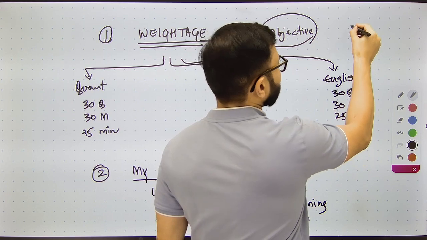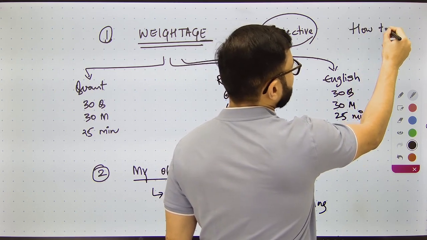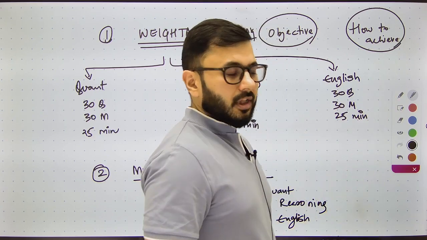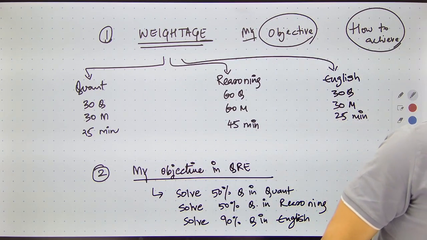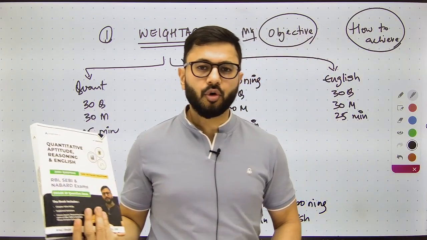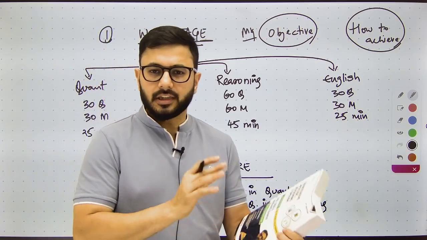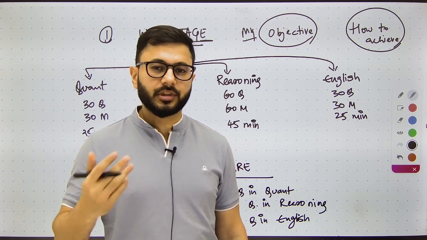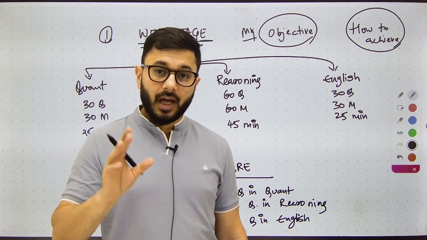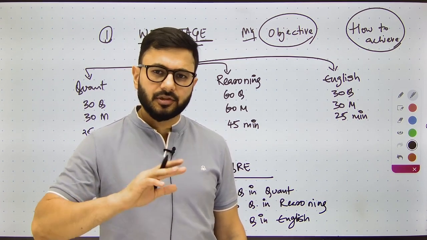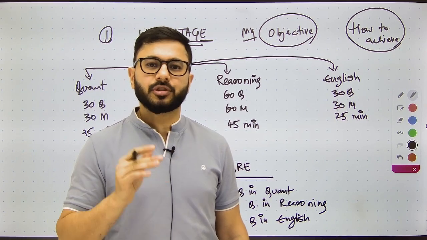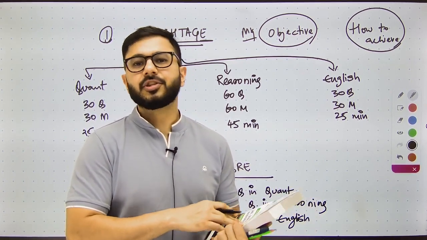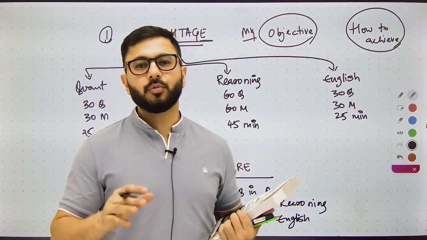Number 3, I will be talking about how to achieve this objective in quant, reasoning and English. Especially, I will be taking the help of this book of quant, reasoning and English. This has been updated recently because a lot of students still use books for QRE, and I must say it is very important and best thing that you are still using books, because especially in quant, reasoning and English, you can't replace practicing with anything else.